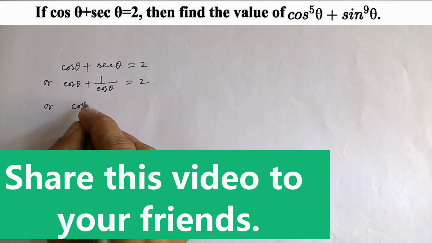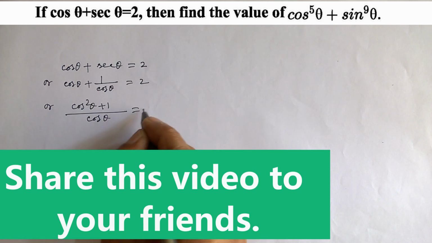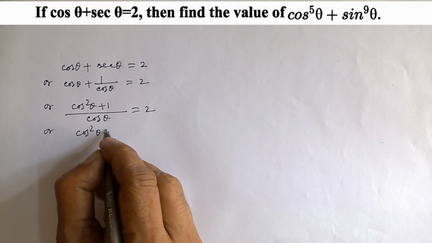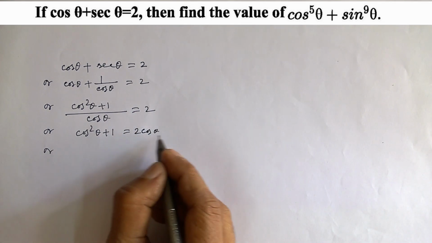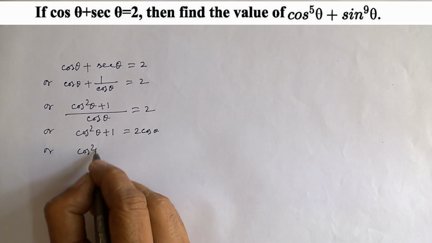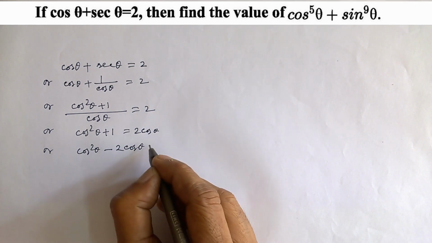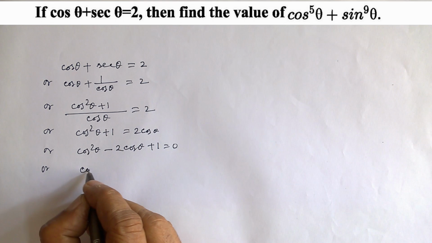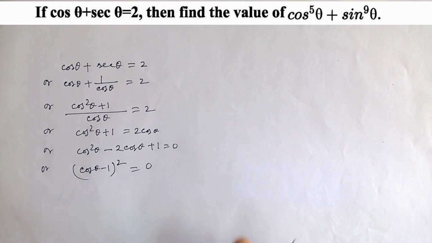Simplifying this, cos square theta plus 1 by cos theta is equal to 2. Again, cos square theta plus 1 is equal to 2 cos theta. Transpose 2 cos theta to the left: cos square theta minus 2 cos theta plus 1 is equal to 0. Obviously this can be written as cos theta minus 1 whole square is equal to 0.